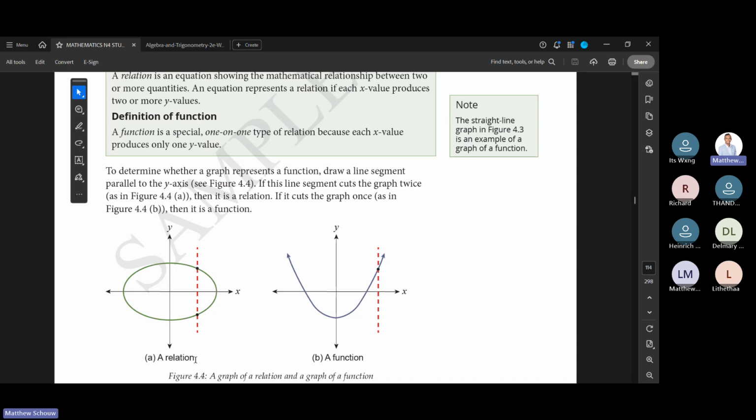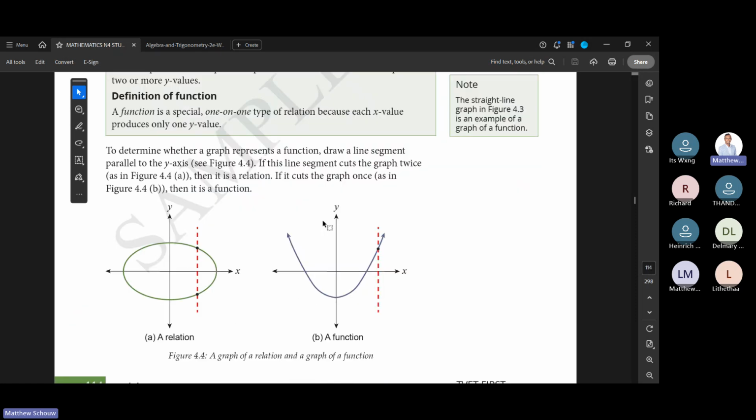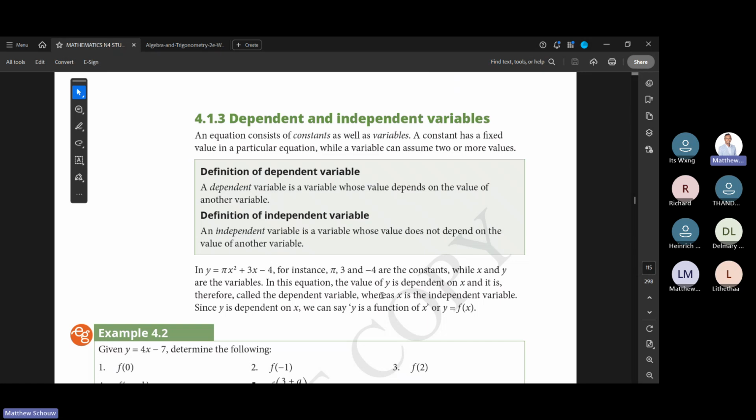And a function is a one-to-one type relation where each x value only produces one y value. Likewise here, you draw a line parallel to the y-axis. If it cuts the graph once, it's a function. Fairly easy thing to determine, right? So whatever graph you have, draw a line parallel to the y-axis, and if it cuts the graph twice, it's a relation and not a function. Not a big deal, some boring theory you must know.